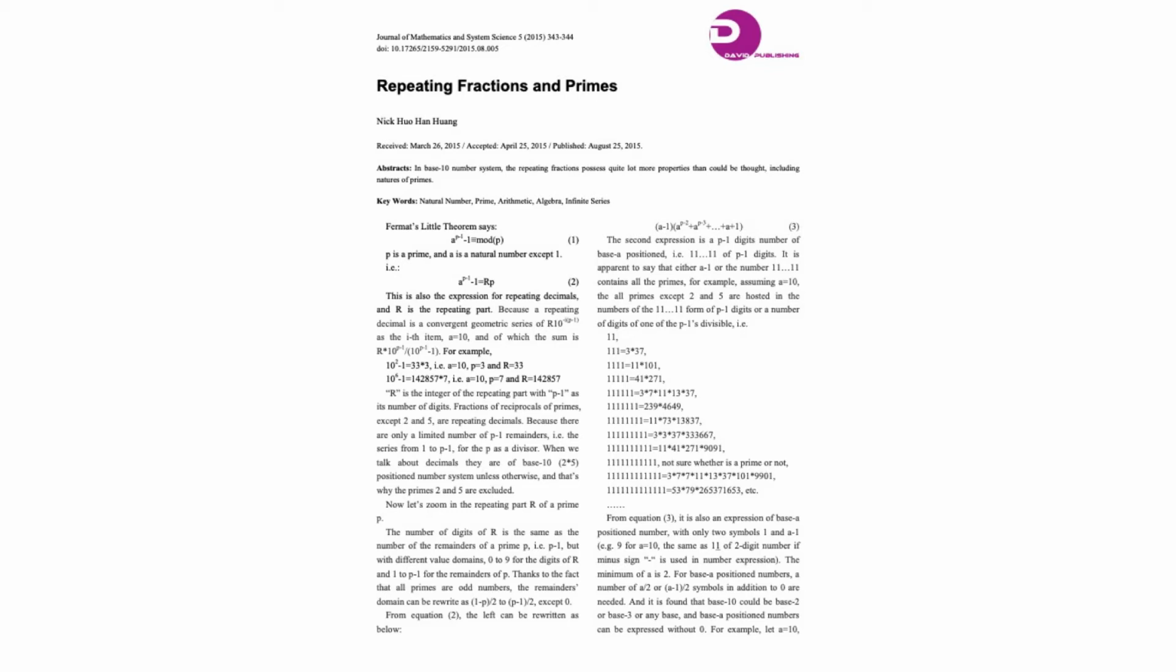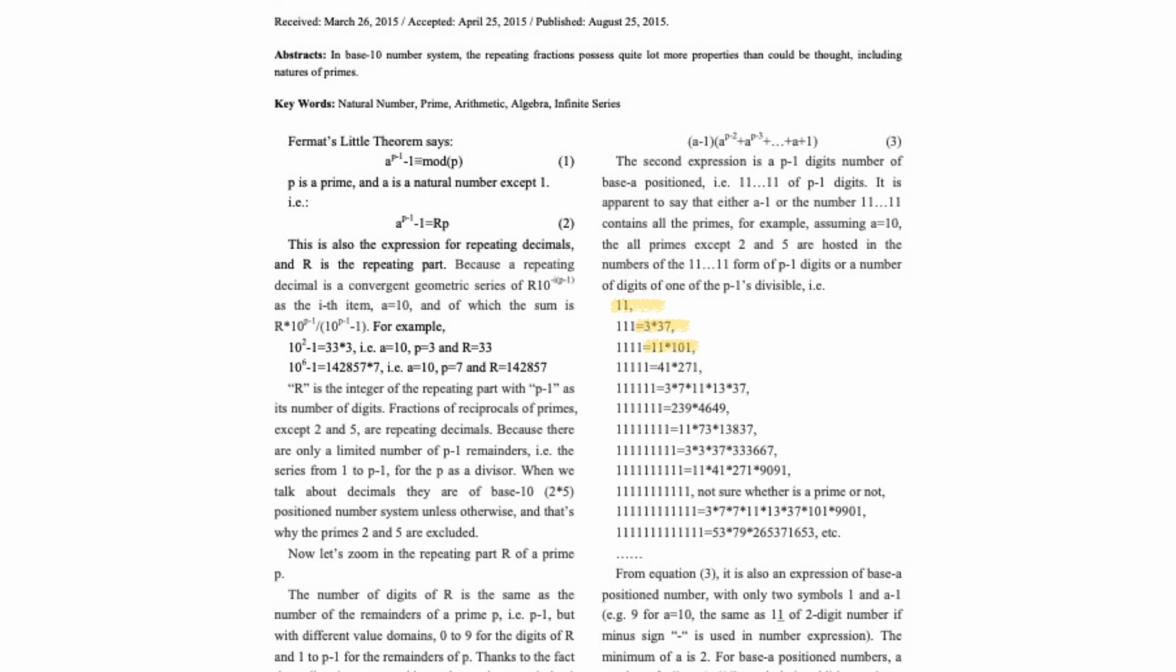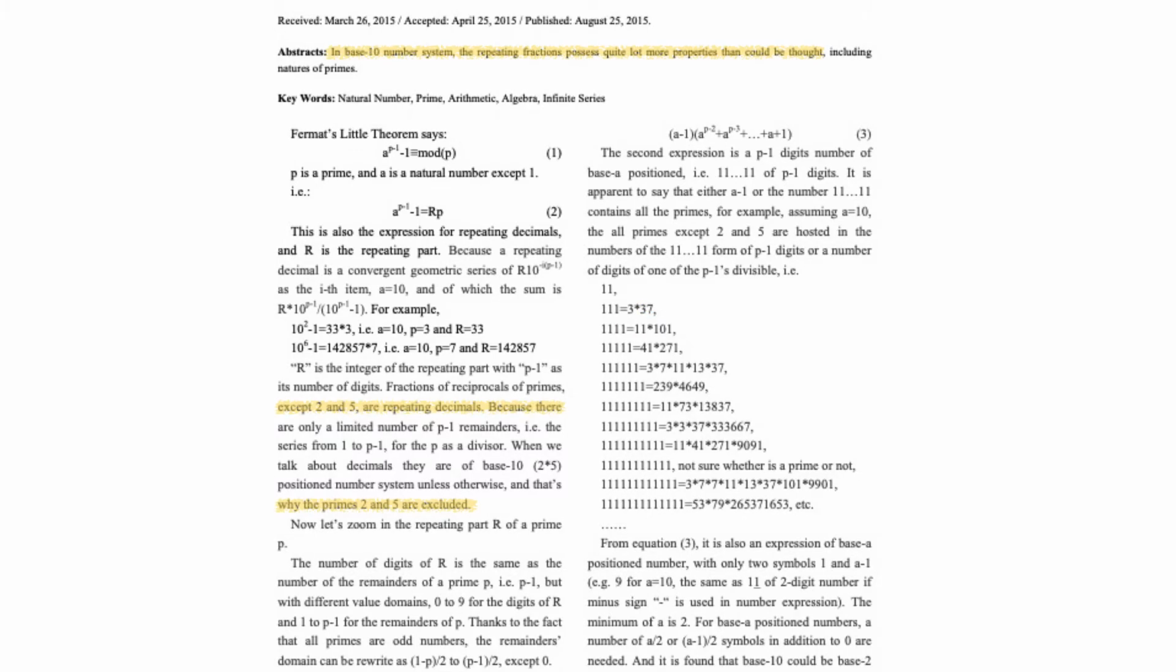Well, Nick H. Huang from China seems to answer this question in his paper from 2015. 11 and 37 are factors of numbers with repeating 1s, which is why the reciprocals were repeating 2-digit or 3-digit numbers. But this is a whole other can of worms that I'll open another day in another video. What's more interesting is the nature of the numbers themselves.